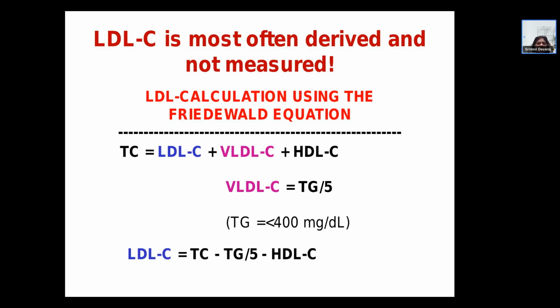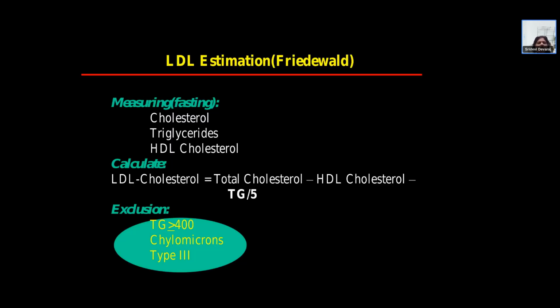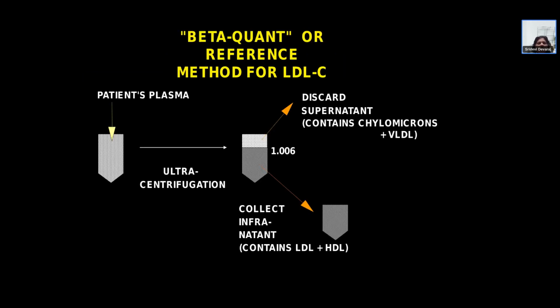So as you see, this TG divided by 5 is an important factor in the LDL cholesterol estimation. You have certain exclusion factors for using this calculated LDL cholesterol, which are TG greater than 400, chylomicrons, and type 3 dyslipidemia.